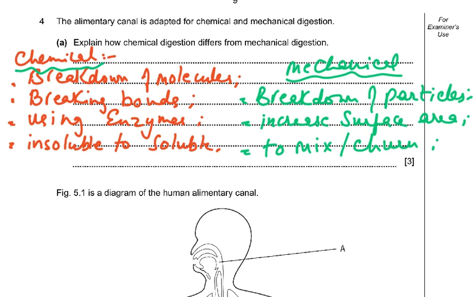So chemical digestion is the breakdown of molecules, breaking bonds using enzymes, insoluble to soluble. But mechanical is the breakdown of particles to increase the surface area for chemical digestion or in order to mix or churn the food.